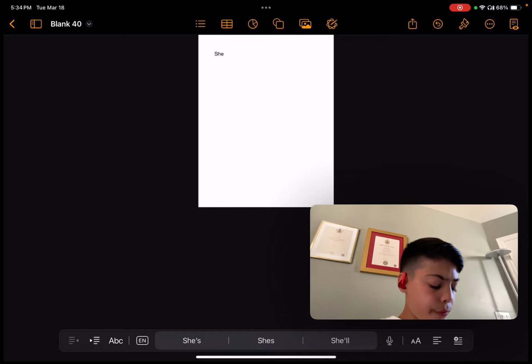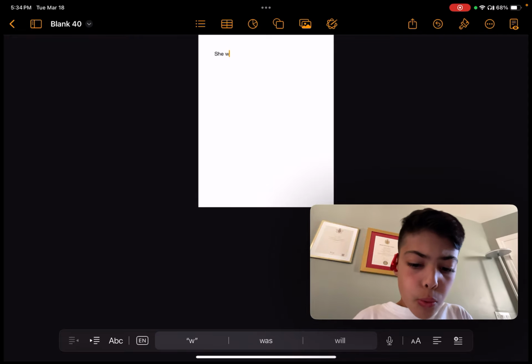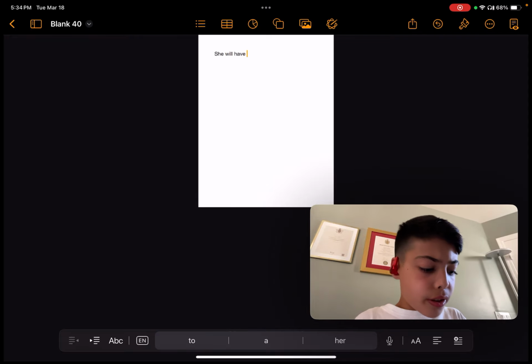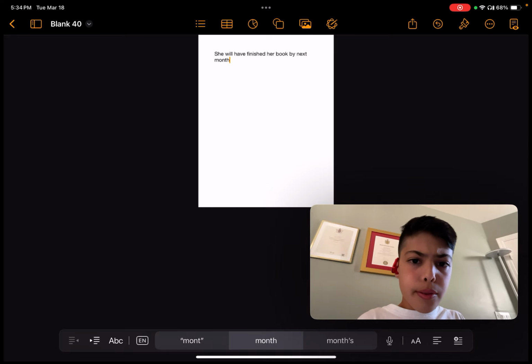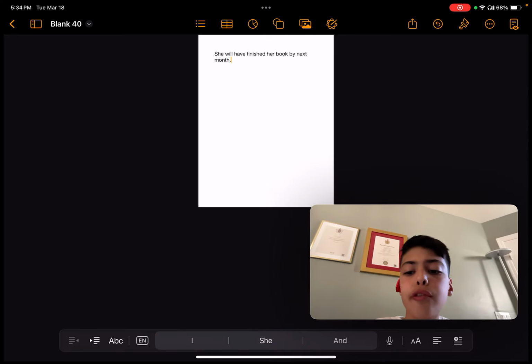An example of that is, she will have finished her book by next month. That is showing a future perfect tense because of that will have. Remember, don't judge it by the main verb, judge it by the auxiliary verb.